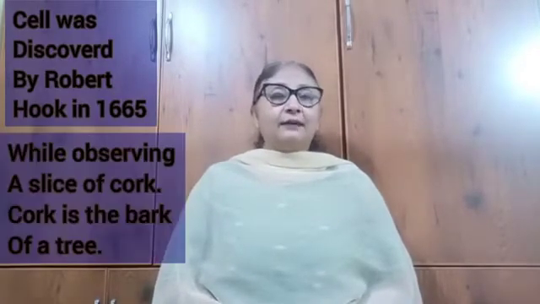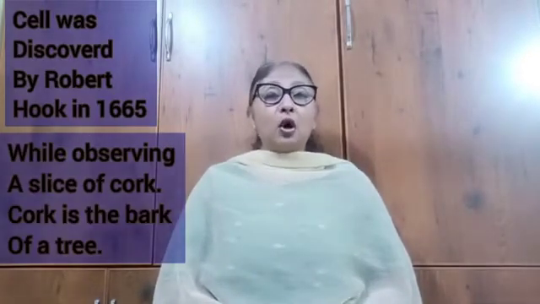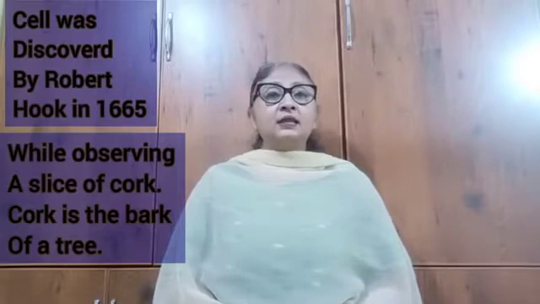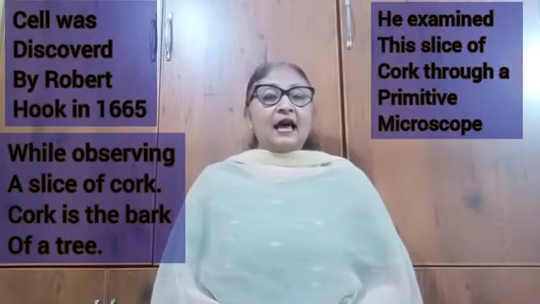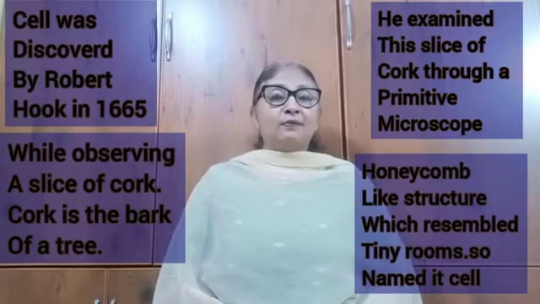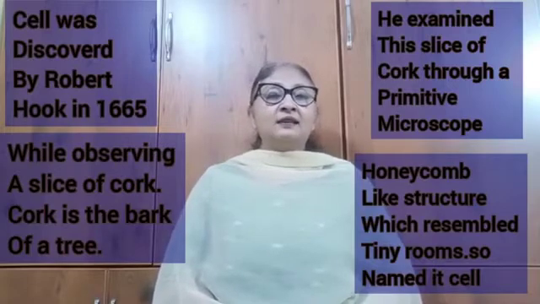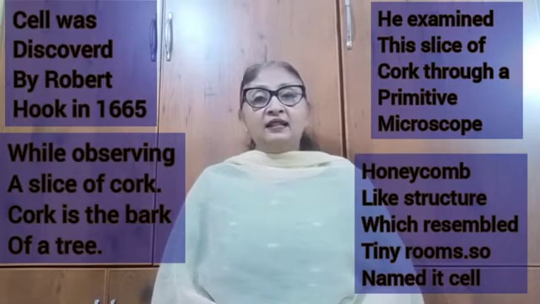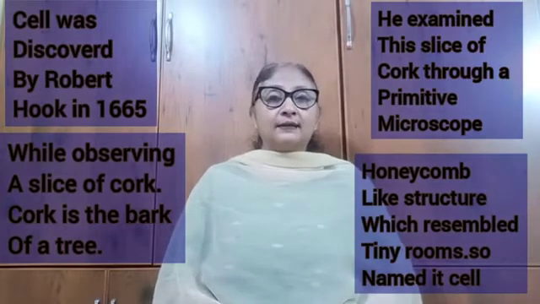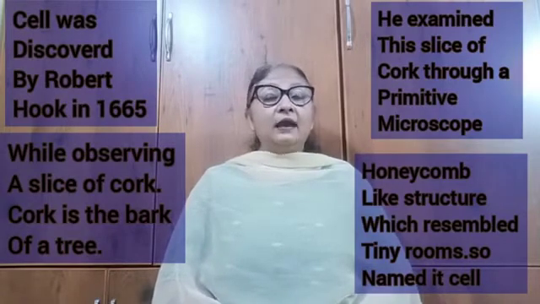The cell was discovered by Robert Hooke in 1665 while he was observing a slice of cork. Cork is the bark of a tree called Quercus suber. He examined this slice of cork through a primitive microscope and found honeycomb-like structures. These honeycomb-like structures resembled tiny rooms. Therefore, he named it as cell.